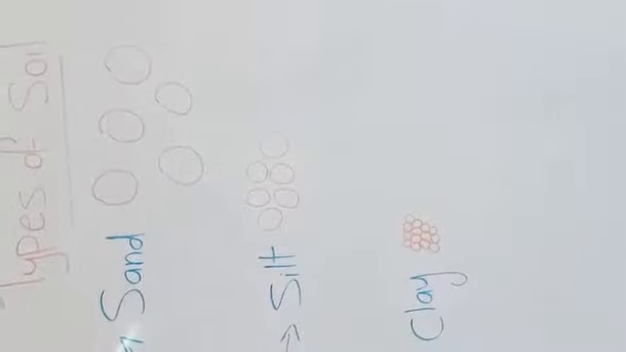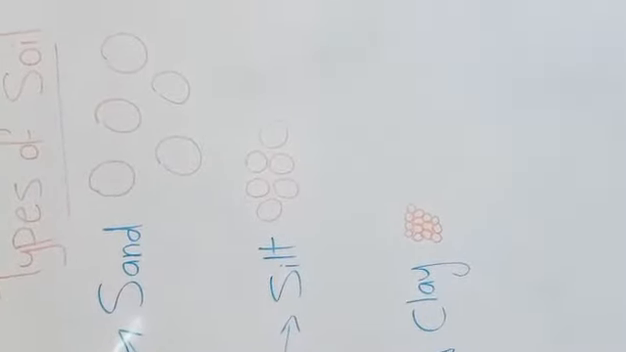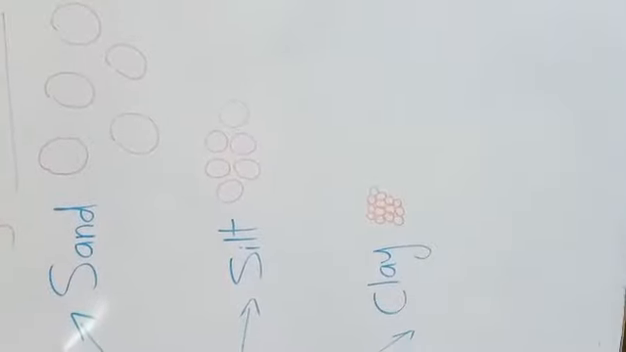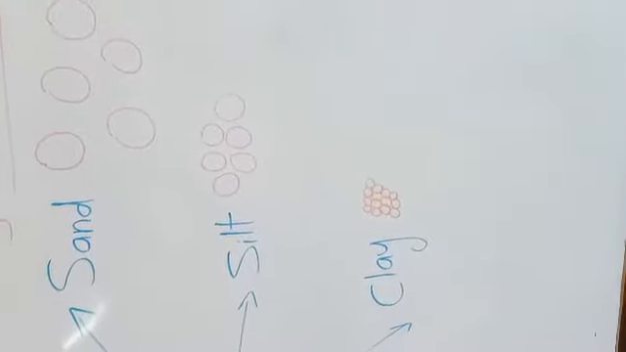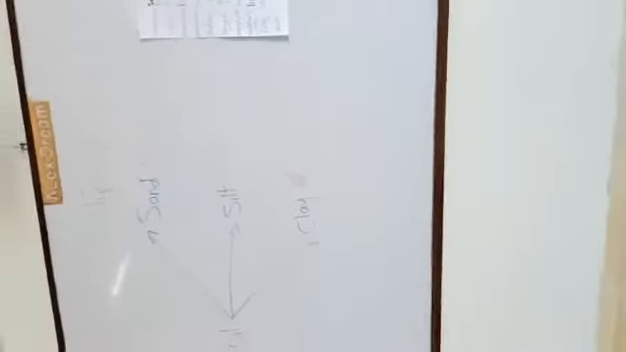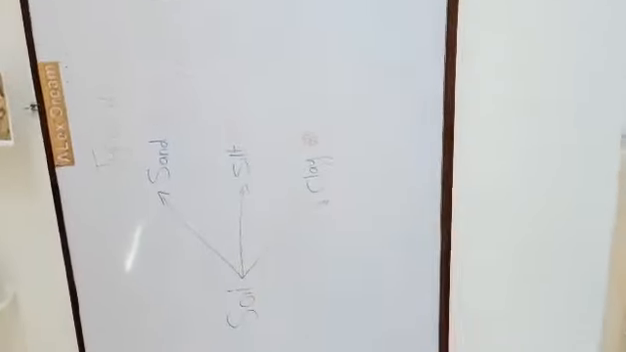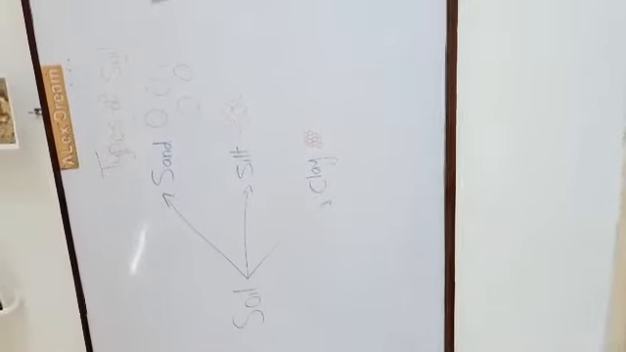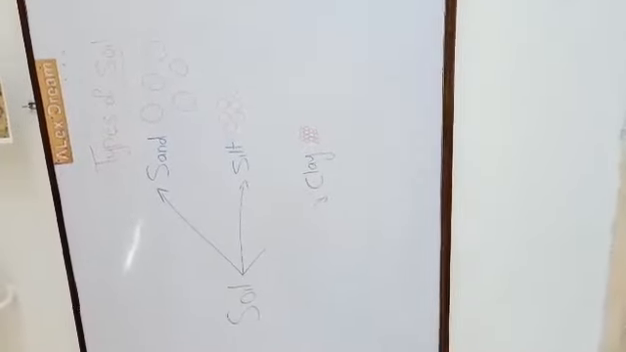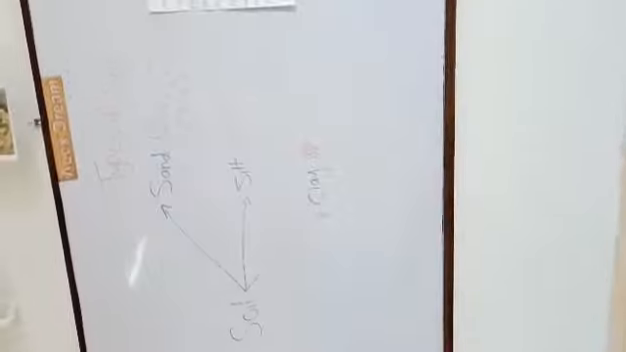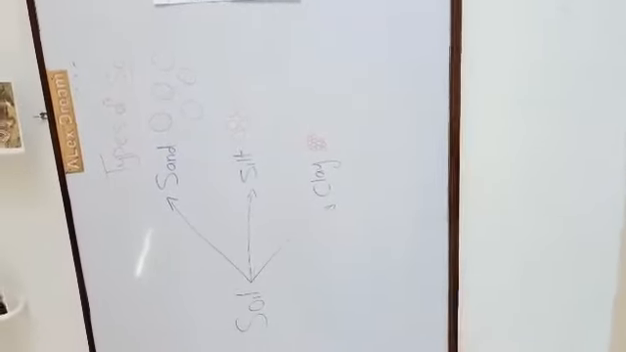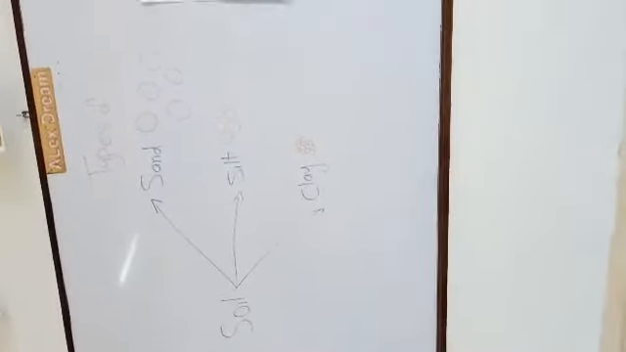As we see here, sand soil has large particles, silt soil has medium particles, and clay soil has small particles. So from this drawing we can see that we have three types of soil: sand, which has large particles, silt, which has medium particles, and clay soil, which has small particles.